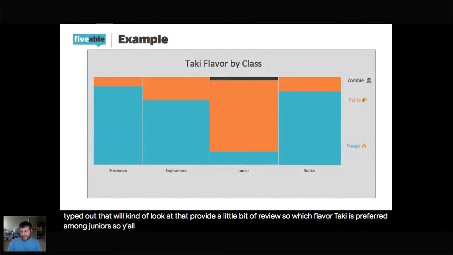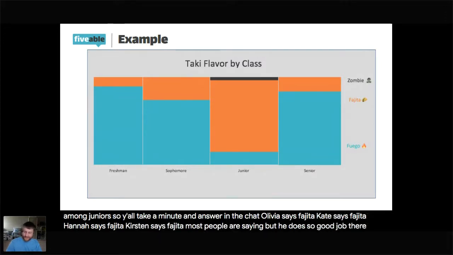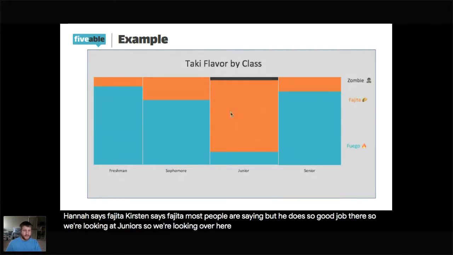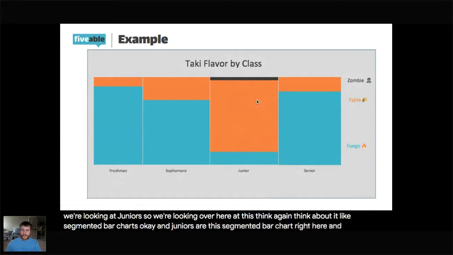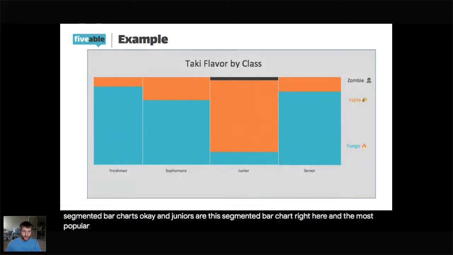So y'all take a minute and answer in the chat. Olivia says fajita. Kate says fajita. Hannah says fajita. Kirsten says fajita. Most people are saying fajita. So good job there. So if we're looking at juniors, we're looking over here at this. Think about it like segmented bar charts. And the juniors are this segmented bar chart right here. And the most popular flavor for them is fajita, which is the orange block there. It's because it's largest.